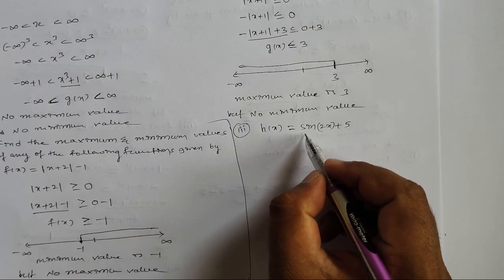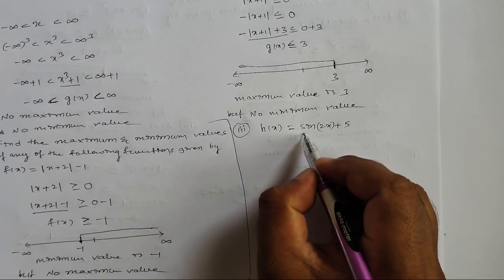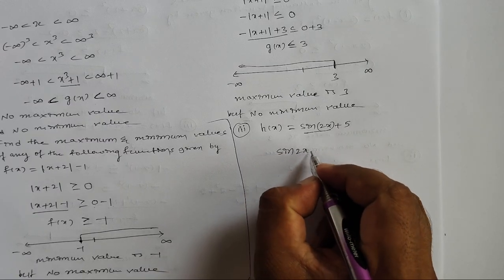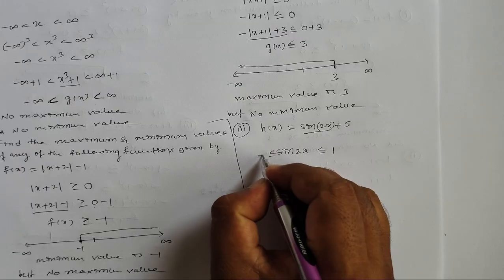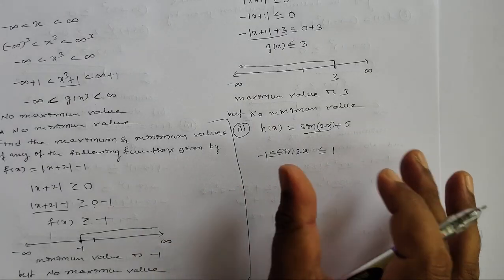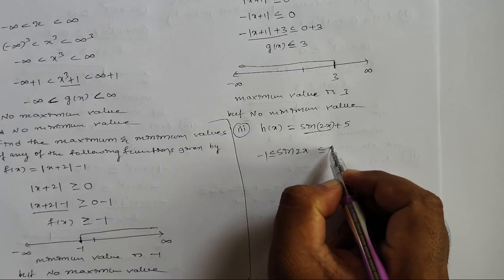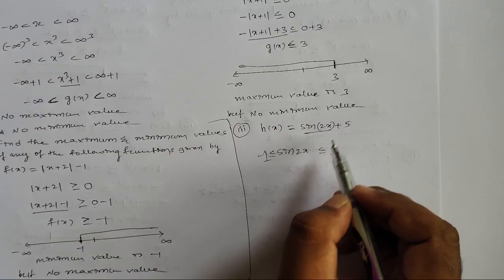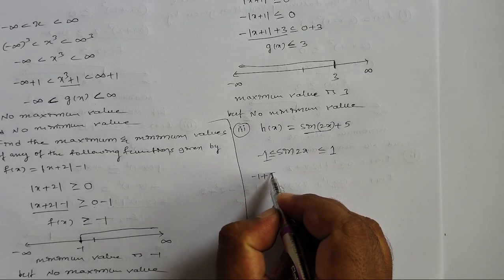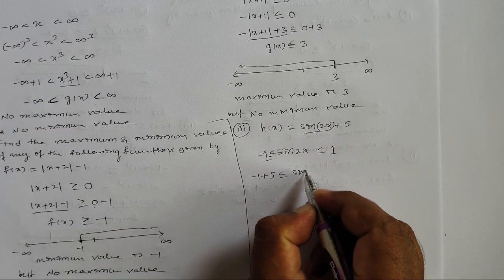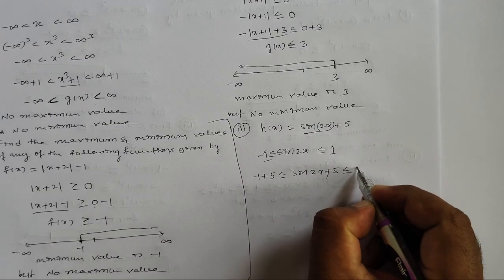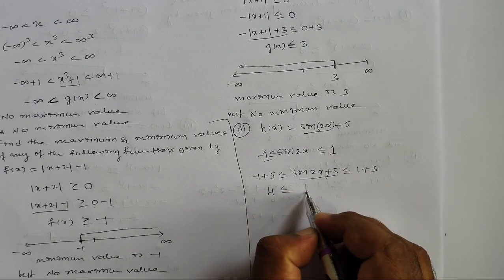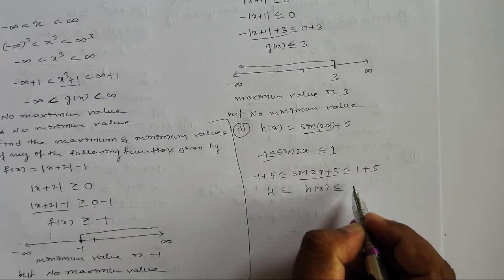Next, the third one, h of x is equal to sin 2x plus 5. You know the sin x range. What is the sin x range? Maximum value is 1, minimum value is minus 1. Sin ranges between plus 1 and minus 1. Sin 2x is also maximum value 1, minimum value minus 1. Adding 5 to all the terms: minus 1 plus 5 is less than or equal to sin 2x plus 5, which is less than or equal to 1 plus 5. So minus 1 plus 5 becomes 4, this function h of x, and 1 plus 5 becomes 6.